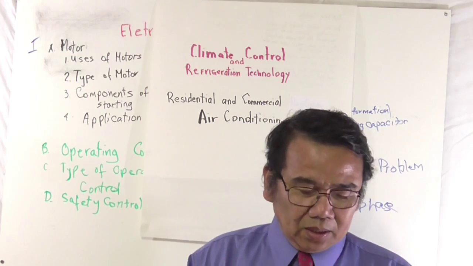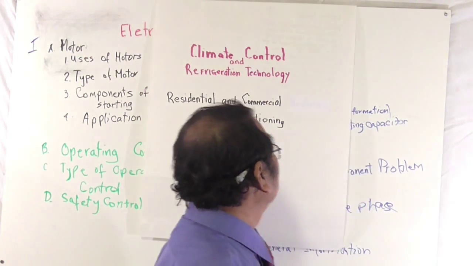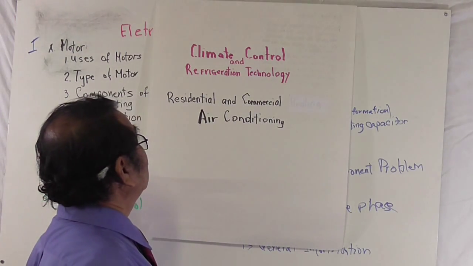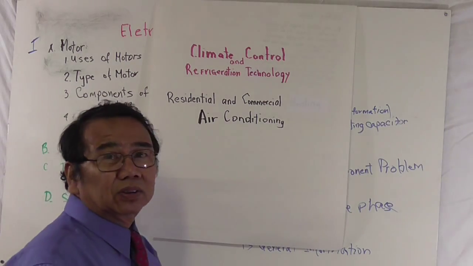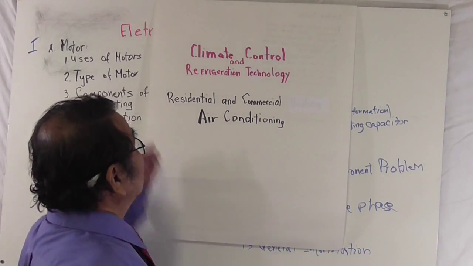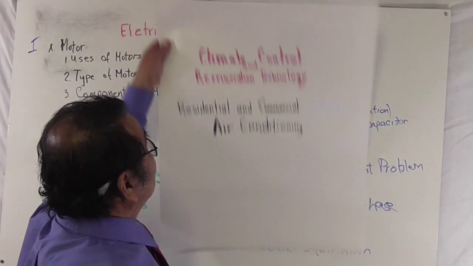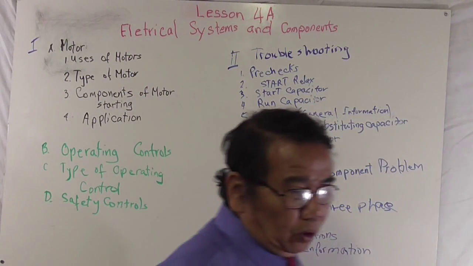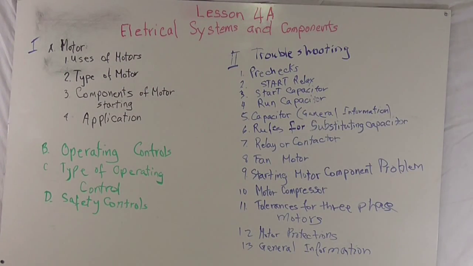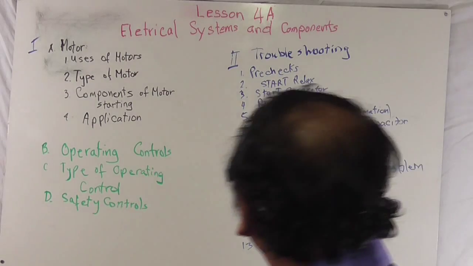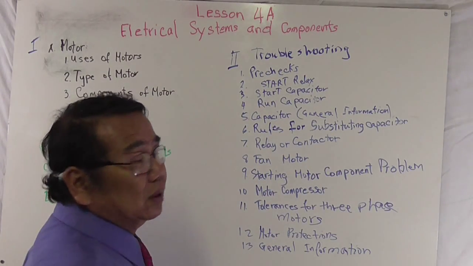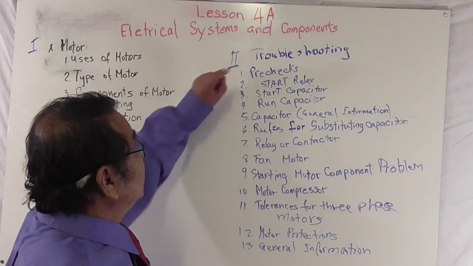The one we're talking about today, again, we will continue on climate control and refrigeration technology, residential and commercial air conditioning, a continuation of Lesson 4. The lesson will be Lesson 4A, electrical system and components. Today, the next subject we're talking about is troubleshooting.